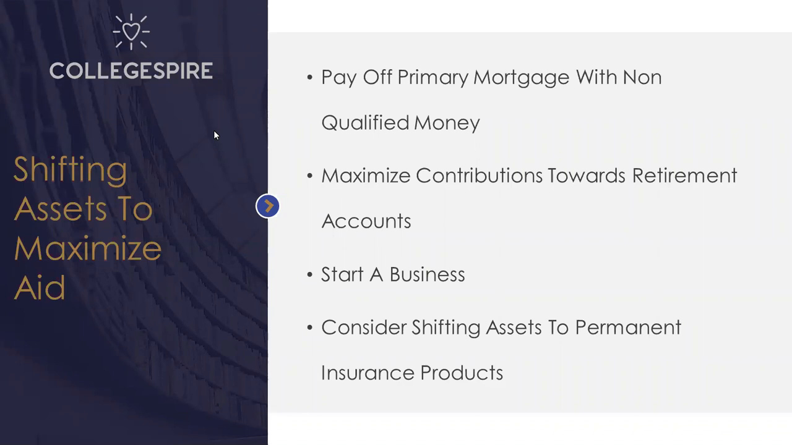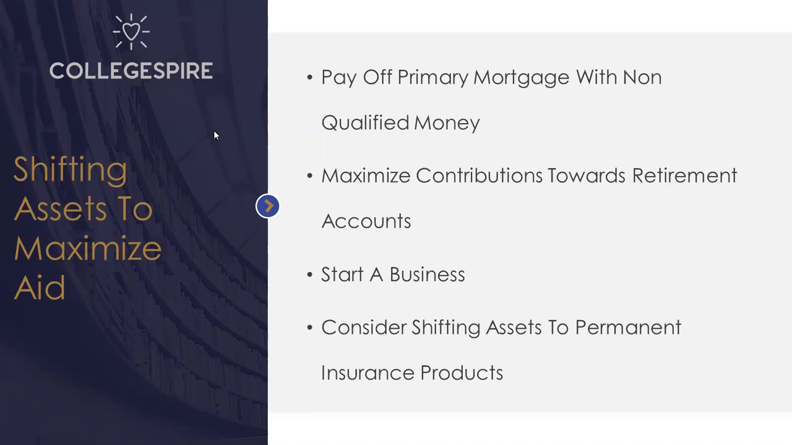And as we mentioned in the previous videos, those non-qualified assets have a negative effect to the tune of 5.64% of account value in terms of lowering your need-based eligibility. What does that mean? That means if you have a total of $100,000 sitting in a non-qualified account, you would be assessed $5,640 towards your baseline cost for college, or your EFC.